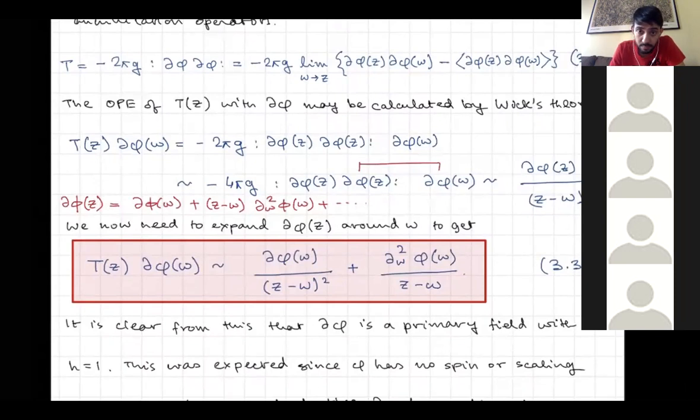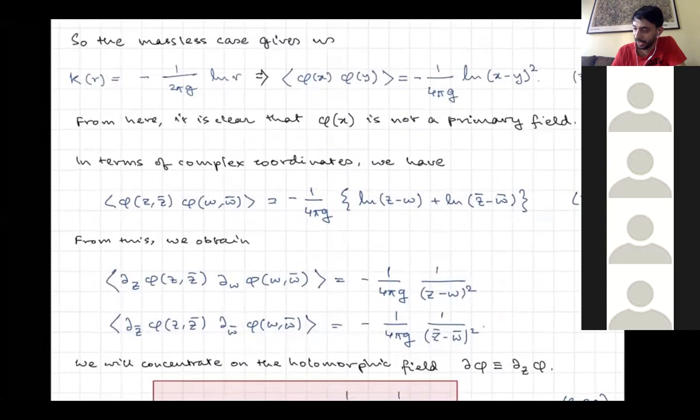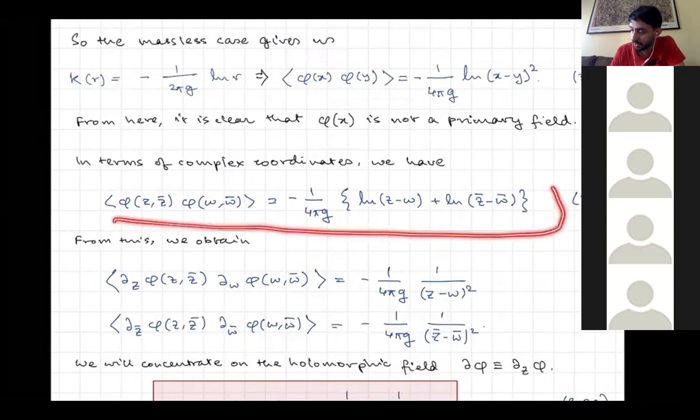Just to add on that, the fact that phi is not primary: if you try to calculate this T of z phi OPE, then you won't have this form, right? Yes, that will also show up there. That is right. That is an exercise that you can do. The only thing that you need to really keep in mind in that case is just this particular piece.